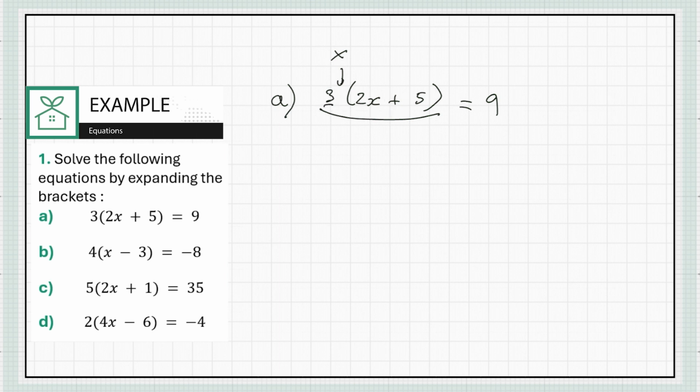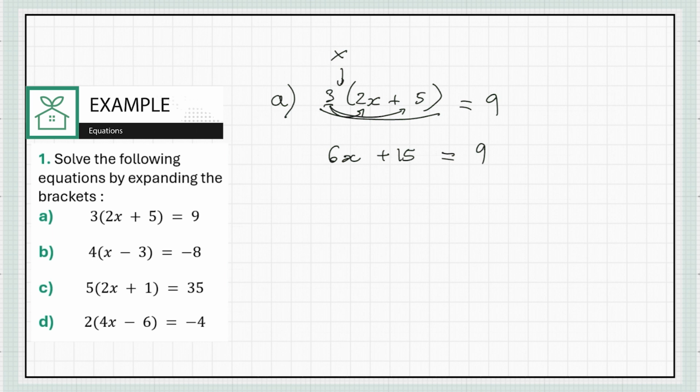So 3 times 2x, well that's just going to be 6x, and 3 times 5 is going to be 15, and it's not just any 5, it's 3 times positive 5. So 6x plus 15 is equal to 9. Now we're in our regular equation format and we can solve for our polynomial.